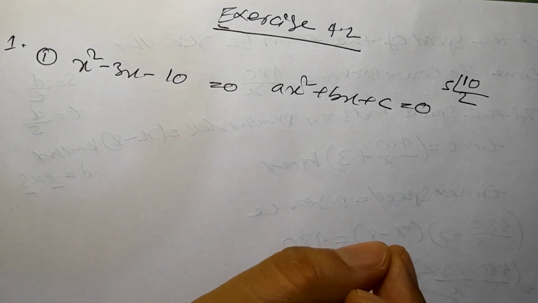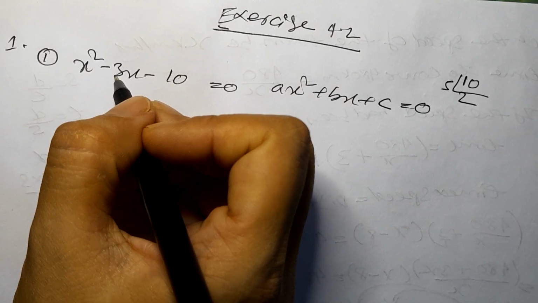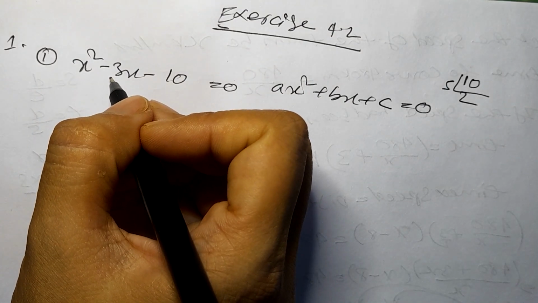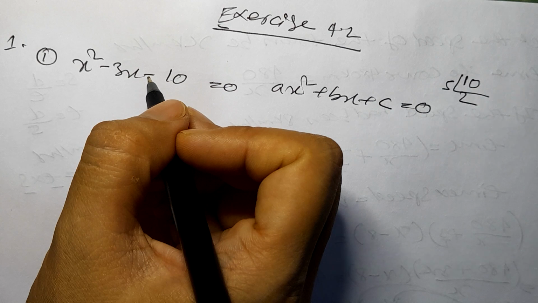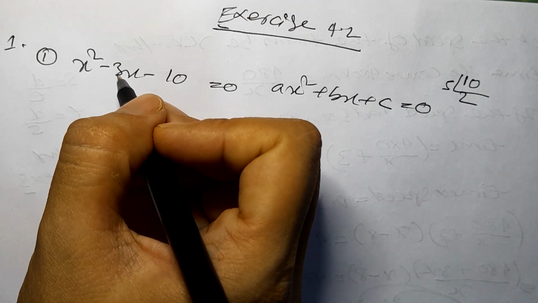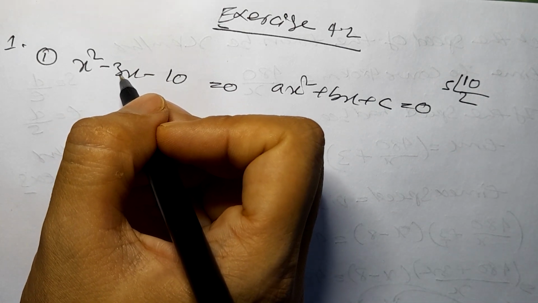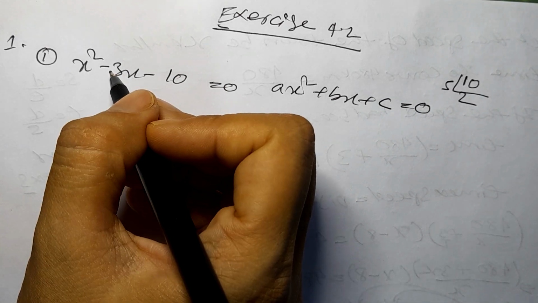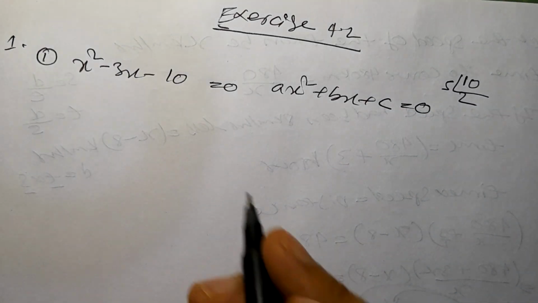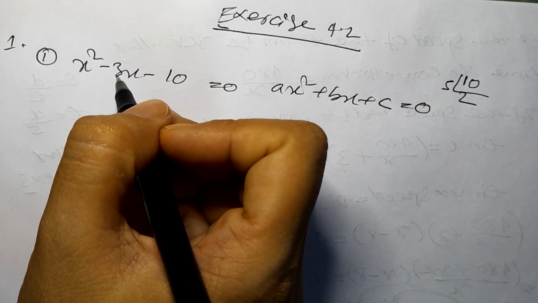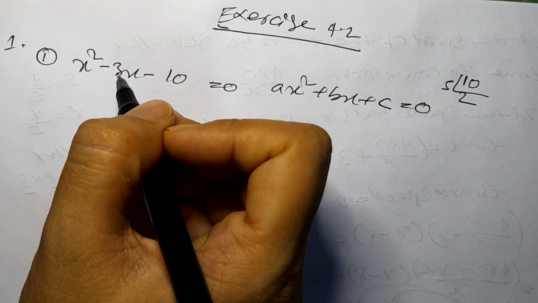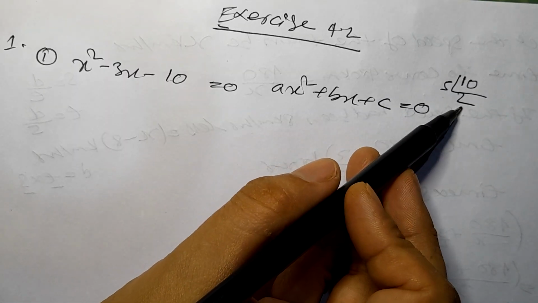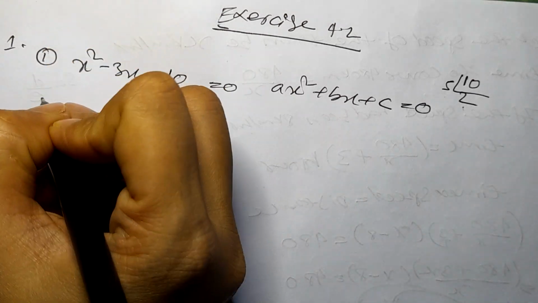If the sign of the constant is positive, then we have to make the middle number by adding. If the sign of the constant is negative, we have to make this number by subtraction. Here it is negative, so we know we have to make 3 by subtraction. So 5 minus 2 is 3, which we already got.